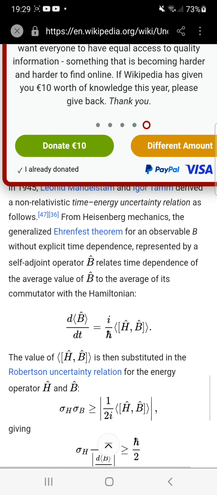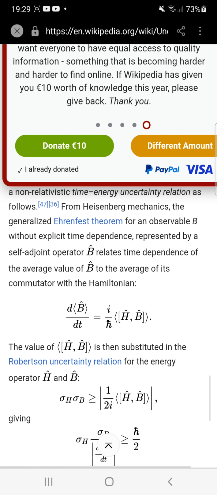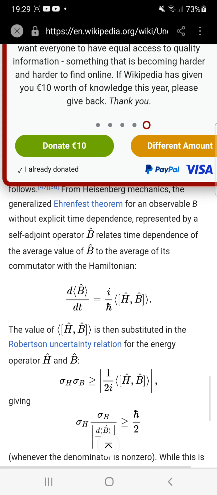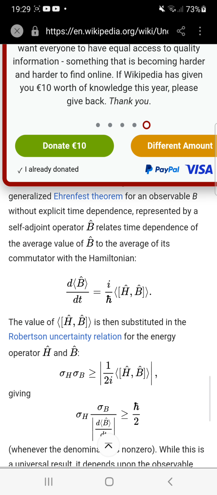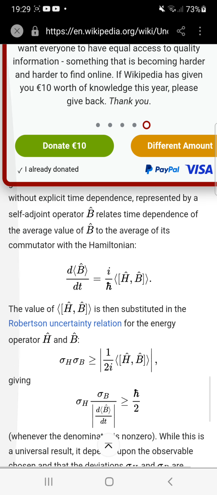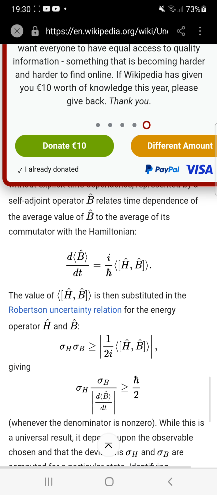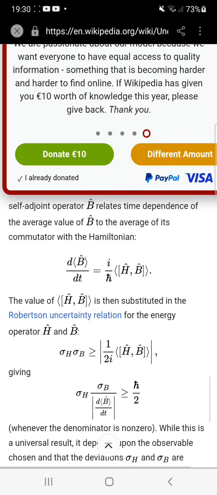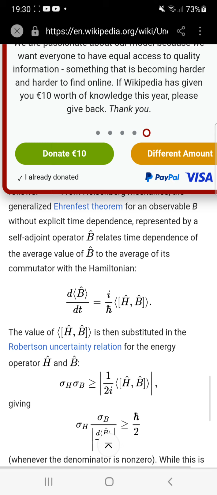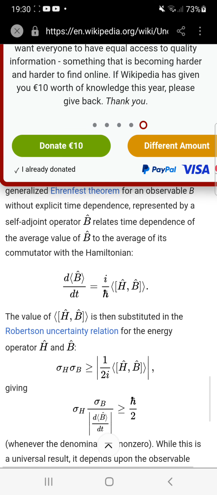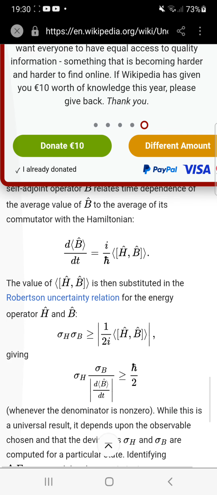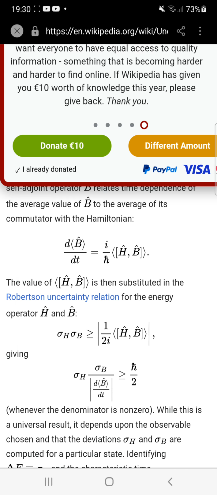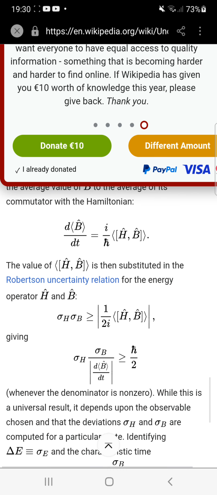From Heisenberg mechanics, the generalized Ehrenfest theorem for an observable B, with an explicit time dependence represented by a self-adjoint operator B hat, relates the time dependence of the average value of B hat to the average of its commutator with the Hamiltonian: d B hat divided by dt equals i divided by h bar times the average of the commutator of A hat and B hat.